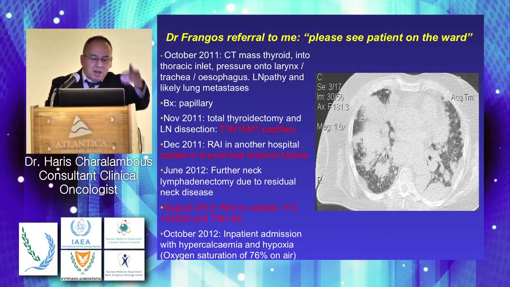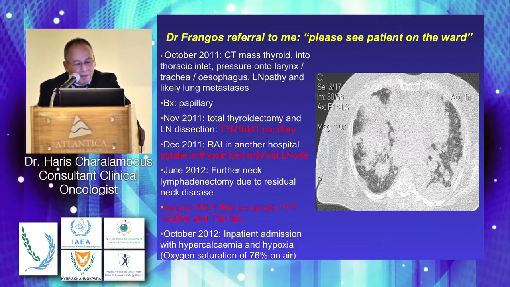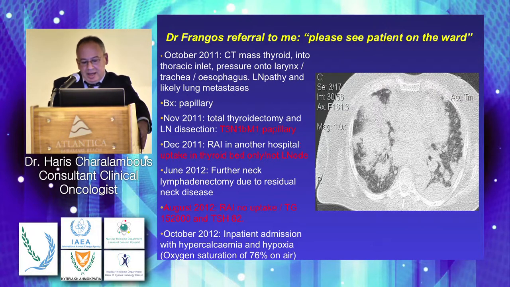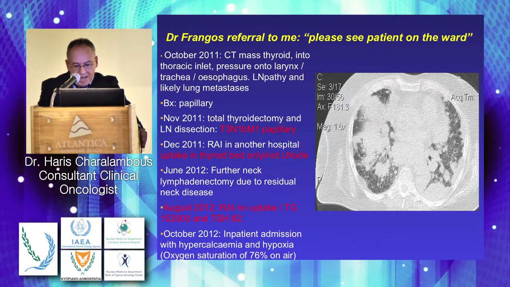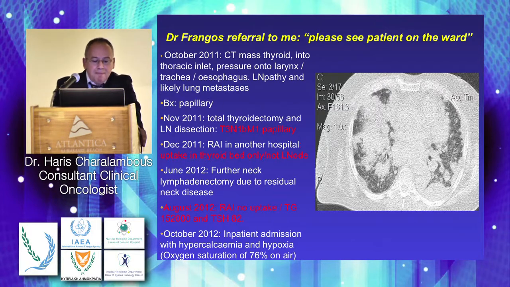Anyway, from December to June 2012, then nothing major happened, but then he had lymphadenectomy. And then in August, he kind of came over to us, and the scan that Savas did for him showed no uptake, 152,000 thyroglobulin, and with TSH stimulation, okay? So I was asked to see him, I think, on the 17th of October, when the patient had 76% oxygen saturation and a scan which shows a little bit of disease in his lungs.